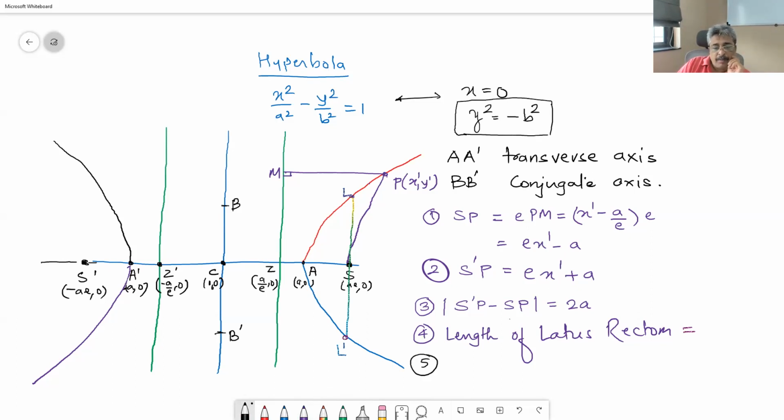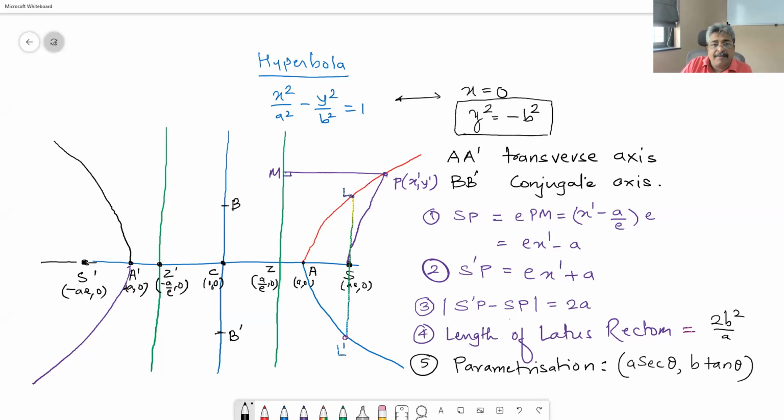Fifth is going to be parameterization. Okay, this is where I will wait. You have to suggest some parameterization for hyperbola. Length of latus rectum is 2b square by a, same as that of ellipse. Parameterization, as many of you know, is a sec theta comma b tan theta.